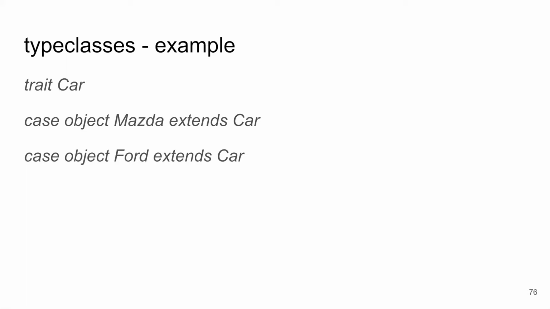So first, we're going to define a trait Car. It should be a sealed trait, but this works for now. And then we're going to have two case objects, Mazda and Ford, extending this Car. And we're going to define type class members on Mazda and on Ford. So let's see that.